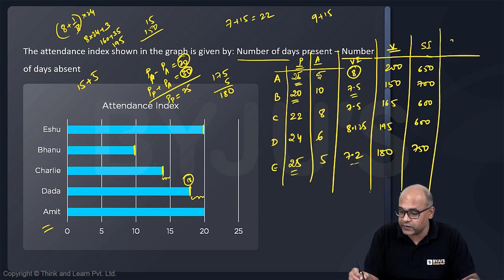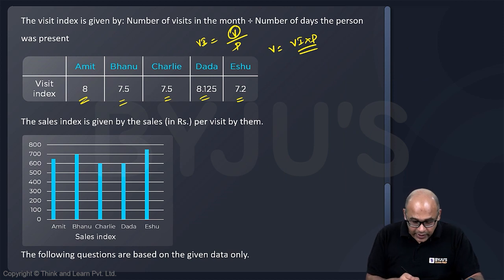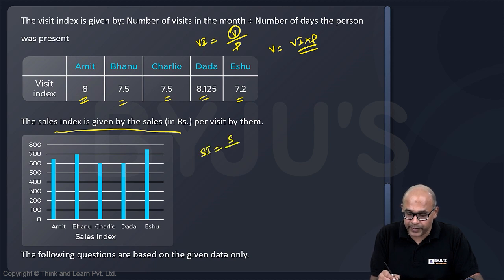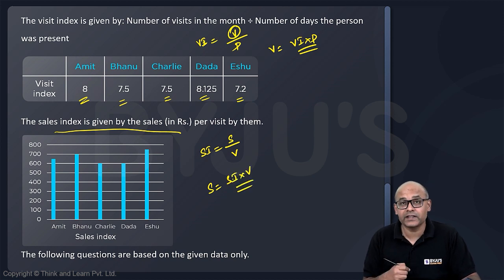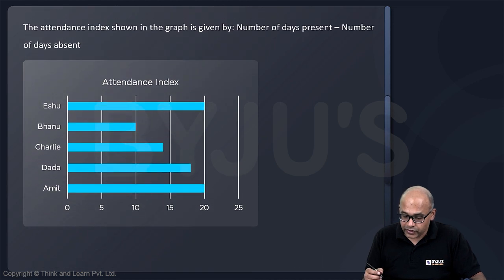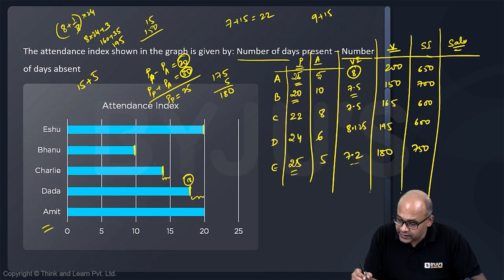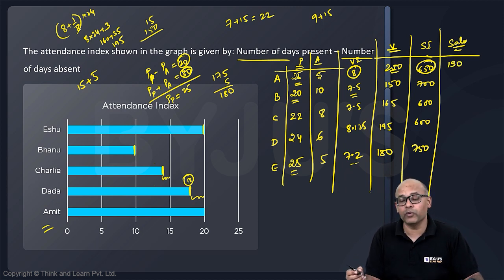Now how can I get the sales value? Look at this. The sales index is given by sales per visit, which means my sales is sales index into the visits. So I can find the sales now very quickly. Sales is sales index into the number of visits. So 650 into 2. 65 2s are 130, and then 3 more zeros.